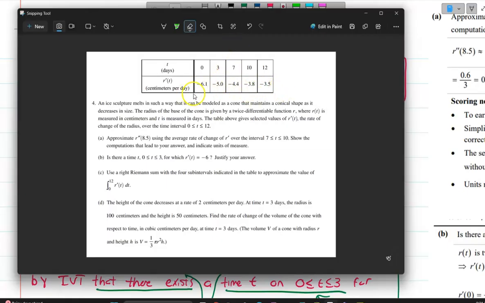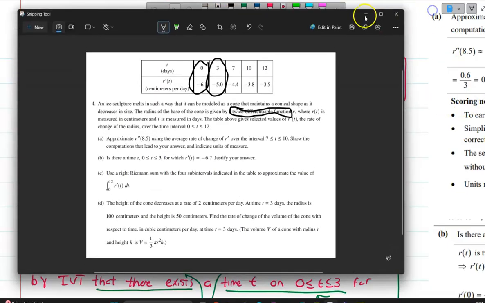So to me, this is going to be the intermediate value theorem. And notice at 0, I'll go ahead and circle this here, you'll see that we have negative 6.1, which is less than negative 6. And then at 3, we have something that's bigger. So that's already 2 criteria. And then the other criterion here is that this is a twice differentiable function. These are going to be conditions that we need to use for IVT.